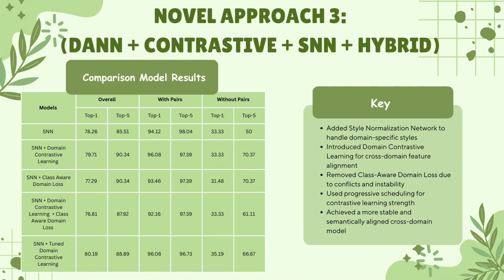Instead, the domain contrastive learning was tuned with a progressive schedule, where it starts gentle to learn good features, then gradually increases the domain alignment strength. This focused approach of progressive alignment, combined with the style normalization, focused on optimizing for semantic similarity across domains.